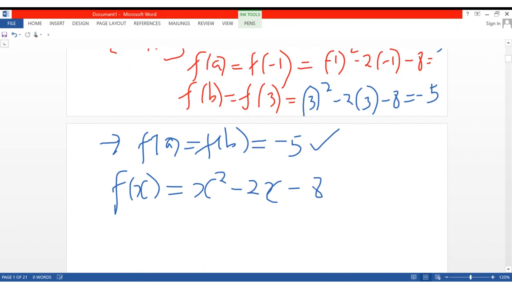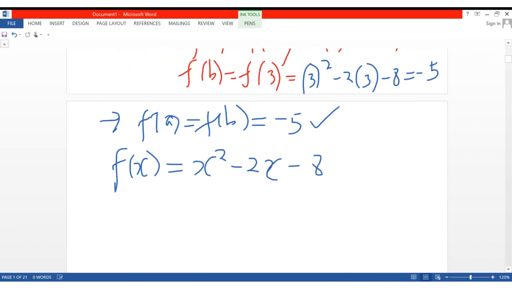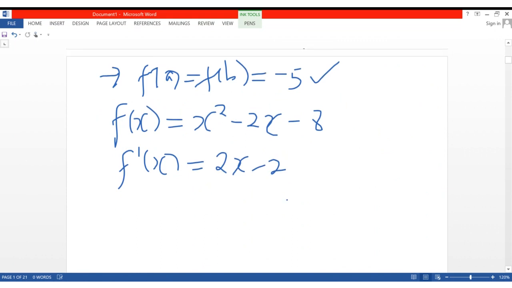So because f of a is equal to f of b, we can find a number c such that f prime of c... First of all, I'll find f prime of x. F prime of x here is 2x, we just differentiate, minus 2. Now f prime of c will be given by, you replace the x with c, you get 2c minus 2.